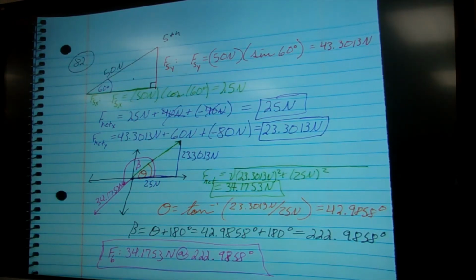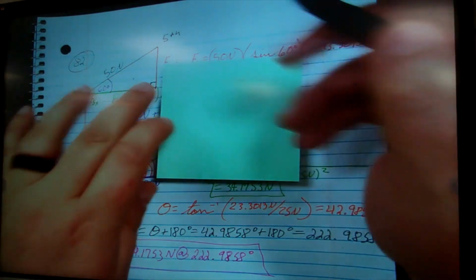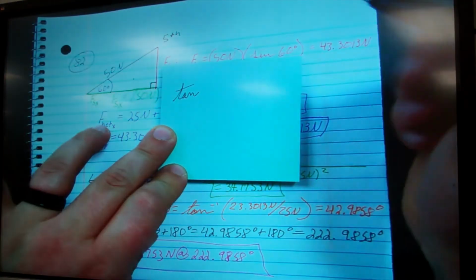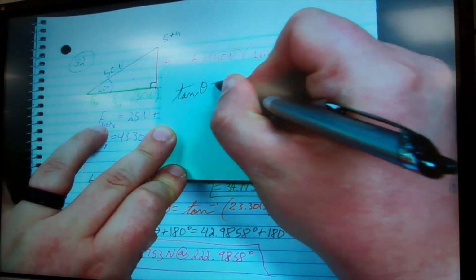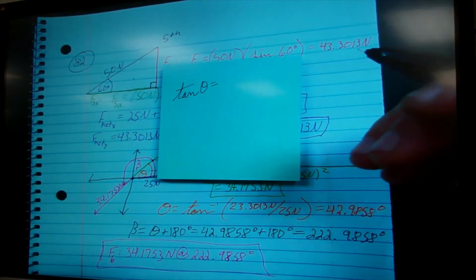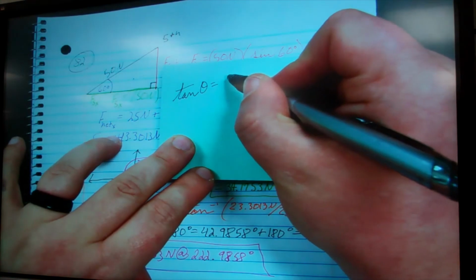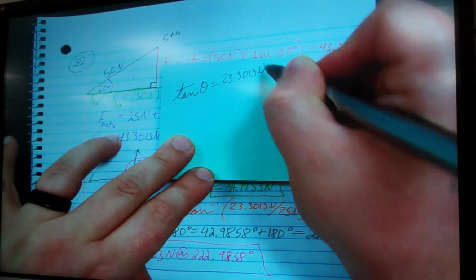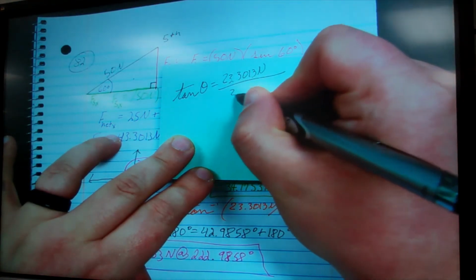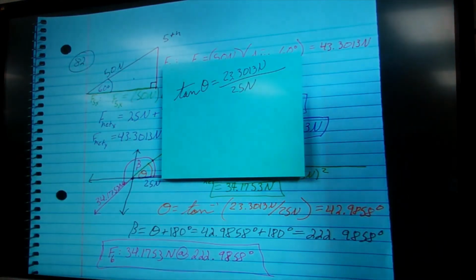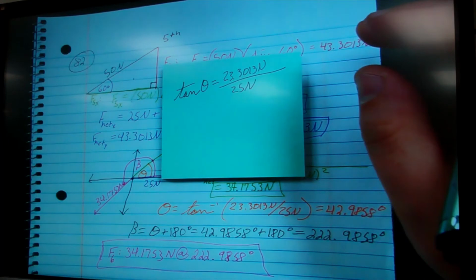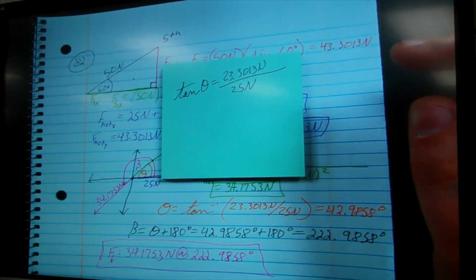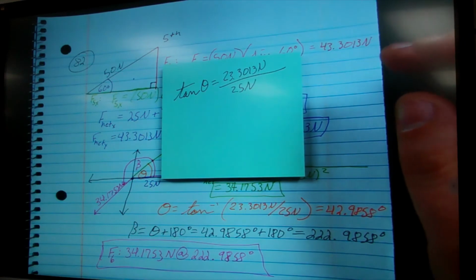So whenever you're looking at that, Maddie, this is how it's going to look. You've got to look at tan theta is equal to the opposite over the adjacent. So 23.3013 newtons divided by the 25 newtons. Now here's the thing, what are you looking for here? You're looking for the angle. Whenever you're trying to find the angle, you have to do the inverse operation here.